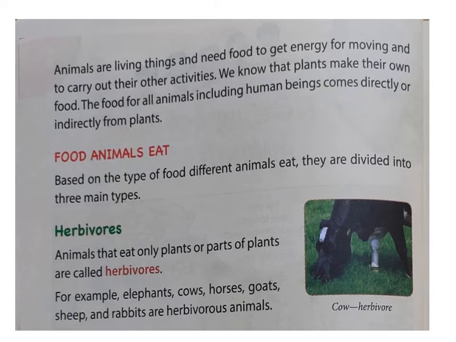Herbivores, the first group name is herbivores. Herbivores are the group of animals which eat only plants or the parts of plants, and they are called herbivores. Examples of herbivore animals: elephant, cow, horses, goat, sheep, rabbit. See in this slide or in your book, cow is a herbivore animal.